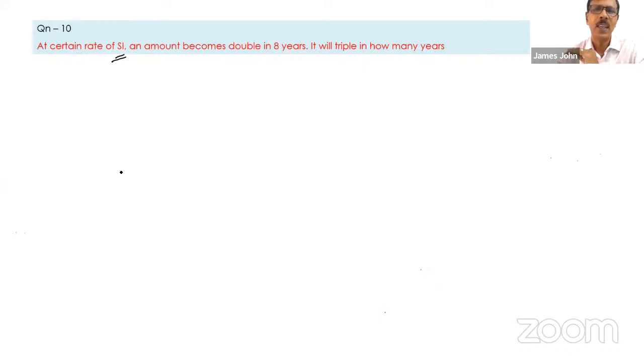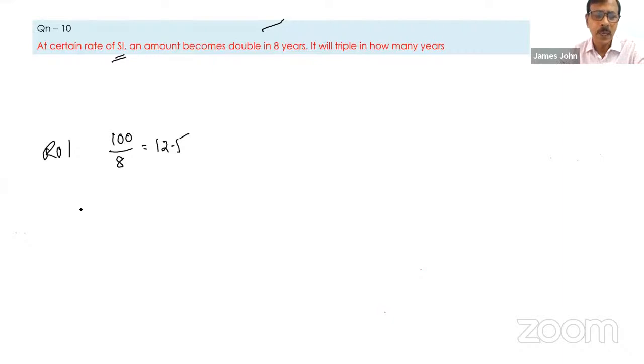Yes, rule of 100, 200 like that. So rule of 100 is for doubling. Using the rule of 100, here it says that an amount becomes double in 8 years. That means what is the rate of interest? 100 by 8. You will get 12.5. Rate of interest is equal to 12.5.